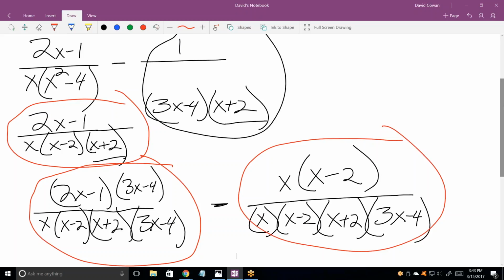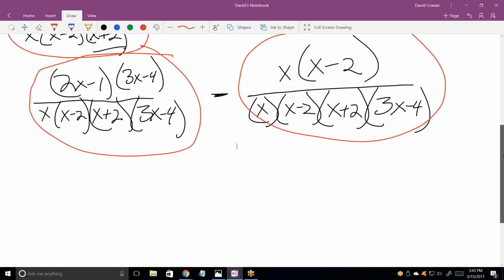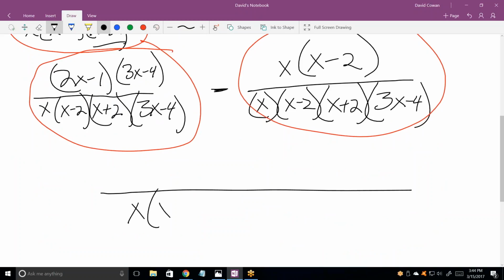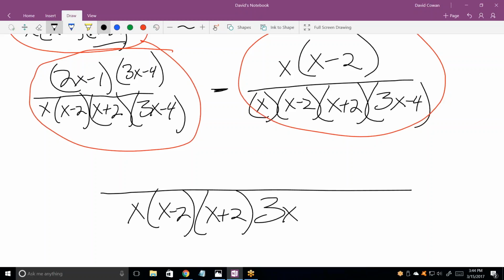Now, I have my common denominator, and I want to operate on the numerators. So, let's write it now. Here's my common denominator. And you know what? In general, you never want to multiply these together. Just leave it in factored form, because you never know what you're going to end up with in the numerator. I might end up with one of these factors in the numerator.